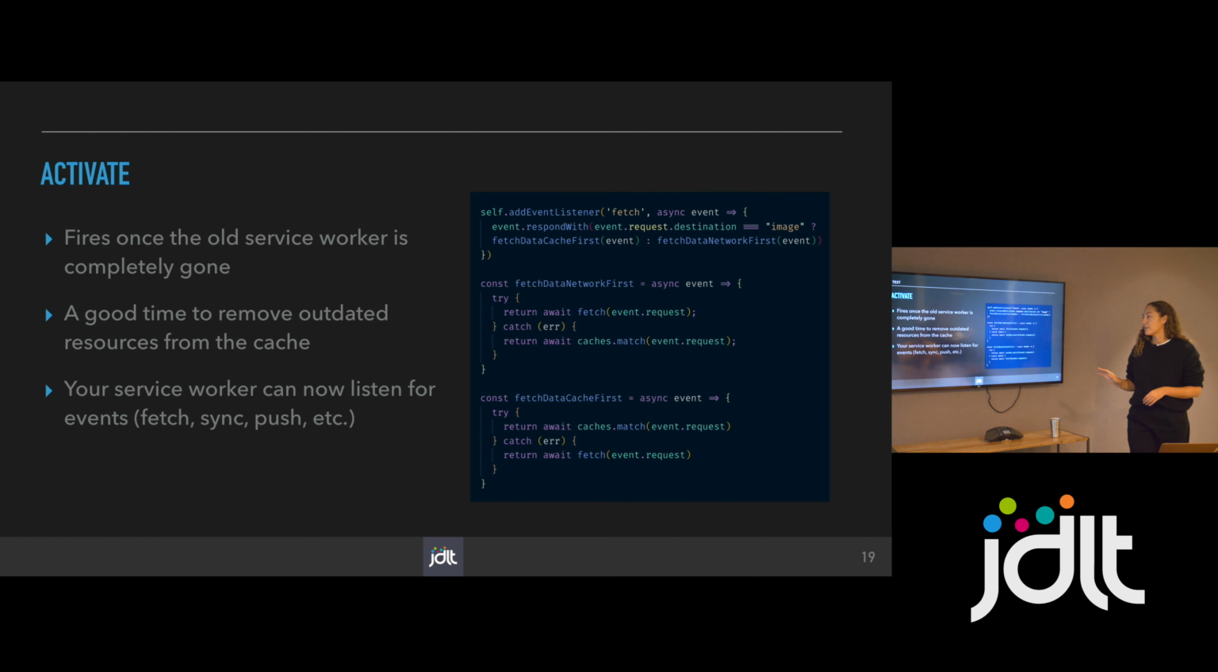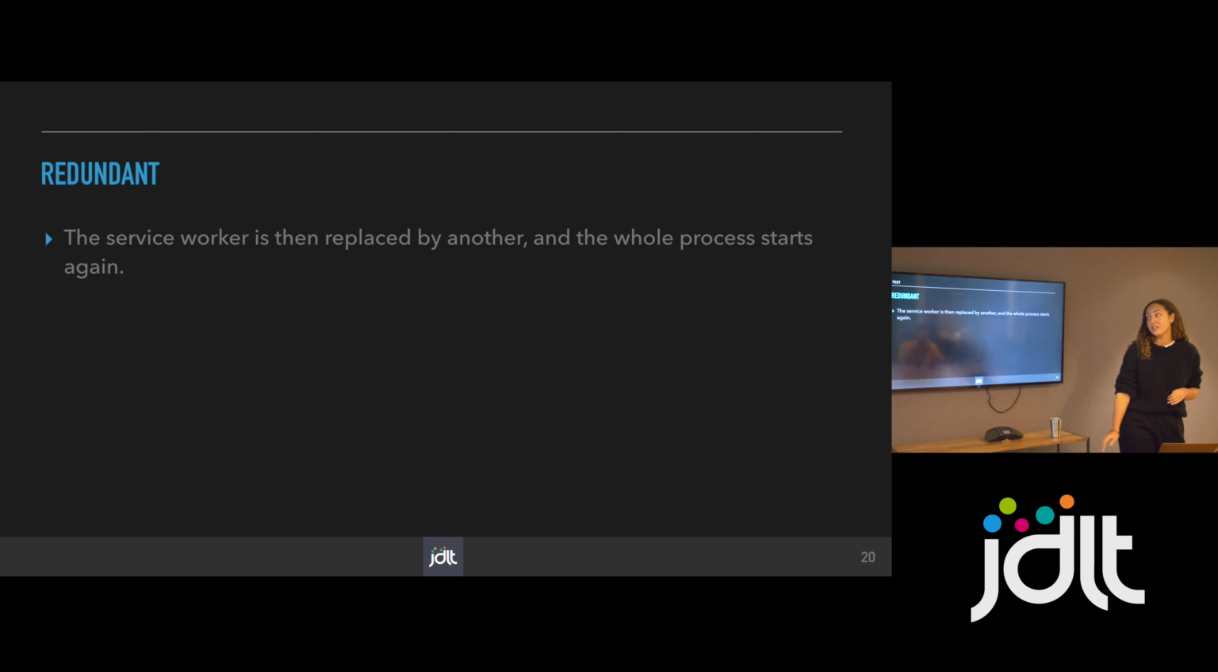There's a ton of different caching strategies. There's actually a really good resource from Jake Archibald called the Offline Cookbook, which outlines different strategies, when to use them, pros and cons of each, that kind of thing. In a couple of slides, I'll just talk about some of the more commonly used ones. And then it's redundant, so the service worker's replaced by another one, and then the whole process starts again.